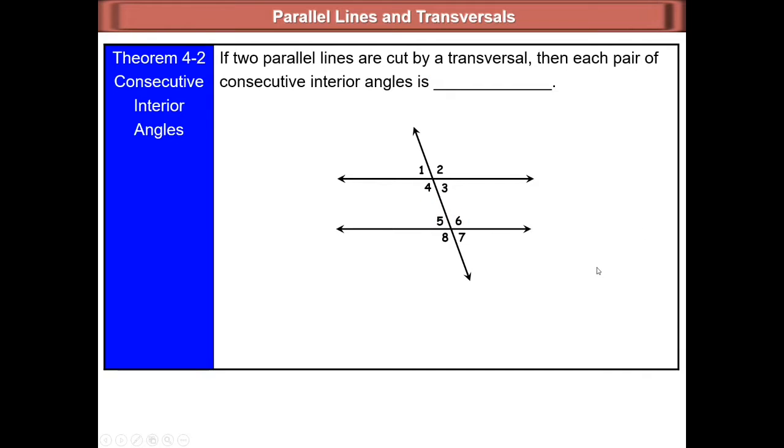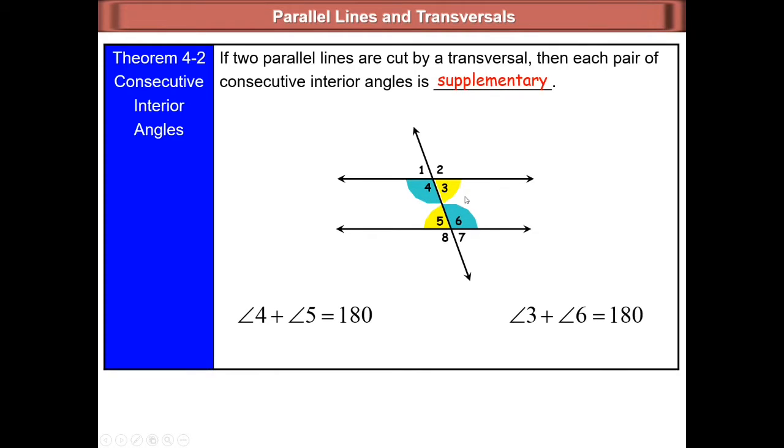If two parallel lines are cut by a transversal, then each pair of consecutive interior angles is supplementary. So angle 4 plus angle 5 will equal 180 degrees, and angle 3 plus angle 6 will equal 180 degrees. Please notice that angle 3 and angle 4 form a linear pair, which means that they will also add up to 180 degrees.